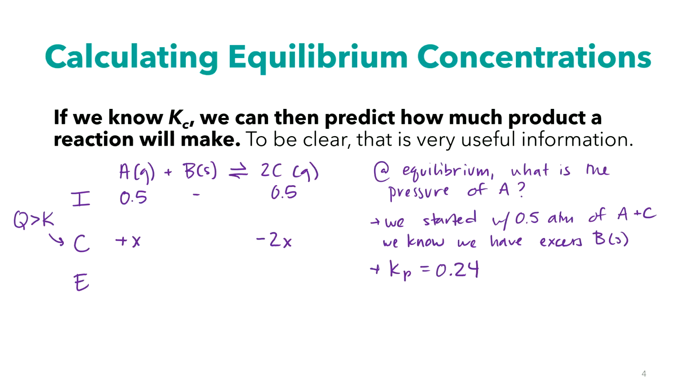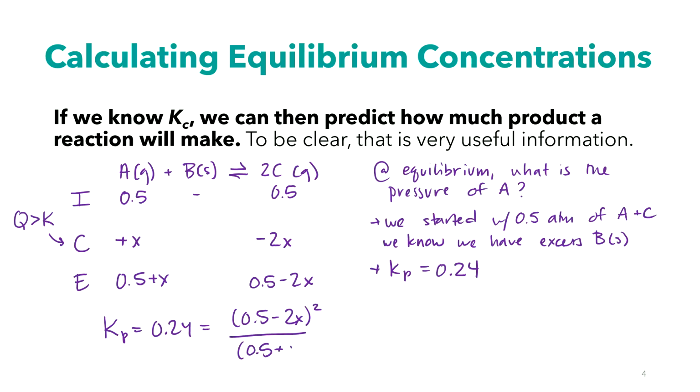It feels better to know, hey, I know the direction of this reaction. I'm going to reflect that in the signs here. So at equilibrium, I'll have 0.5 plus x, and I'll have 0.5 minus 2x for C. Now I'm going to plug it into Kp. And that's going to be 0.5 minus 2x squared divided by 0.5 plus x. All right? That was the point I was hoping we could get to.